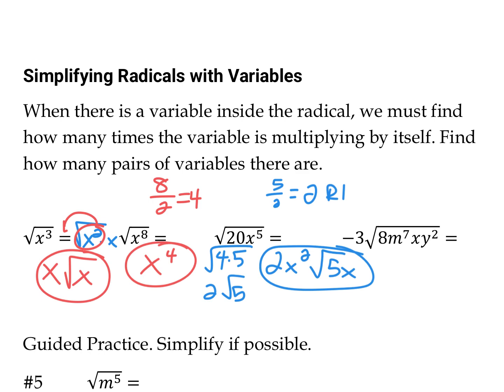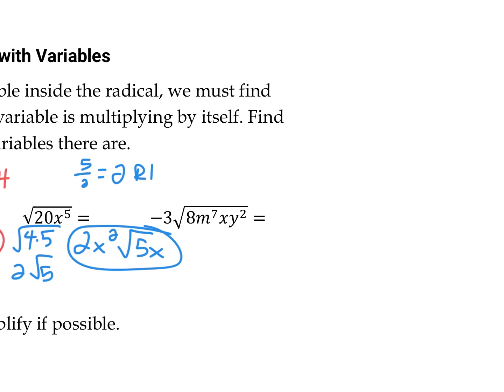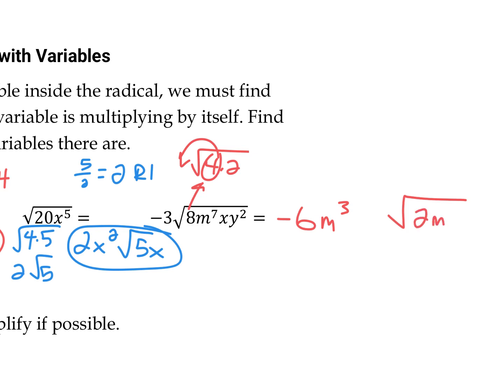All right, this next example, 8, we can make 4 times 2. So this 8 could be the square root of 4 times 2. That would give me a 2 out in front of the radical. So times the negative 3 is going to be negative 6. Now I'd have m to the 7th. That's m to the 3rd out in front of the radical, and inside it, we're going to have an m left over. I should write the 2 as well. So I'm going to have 2 and then m.